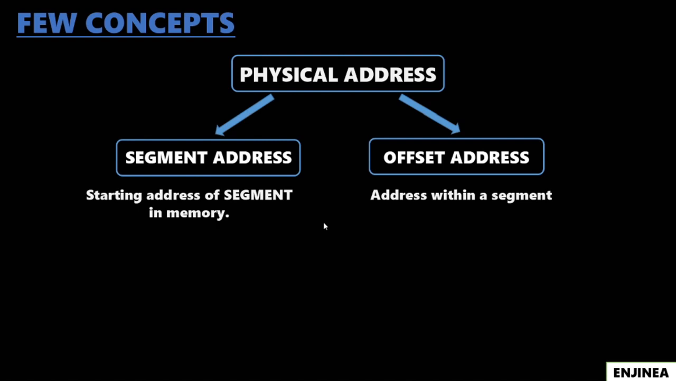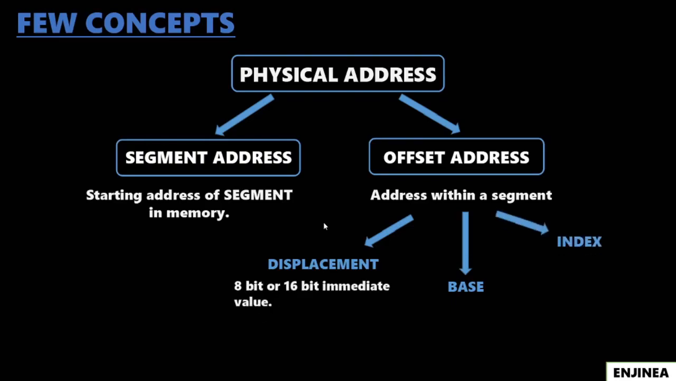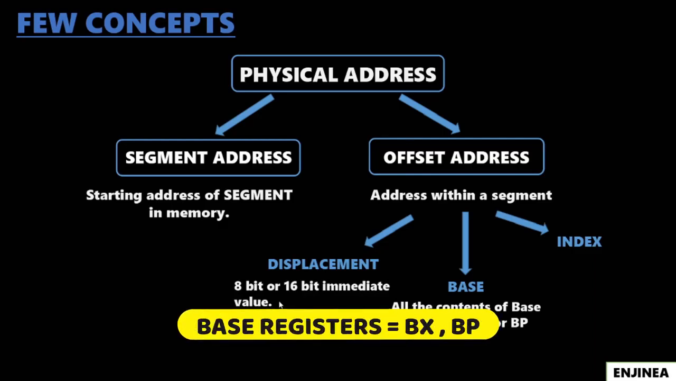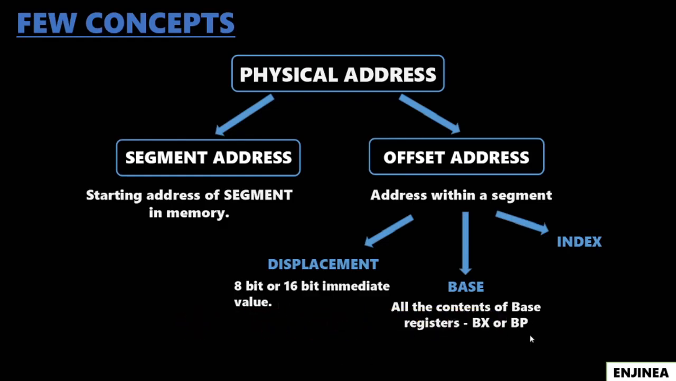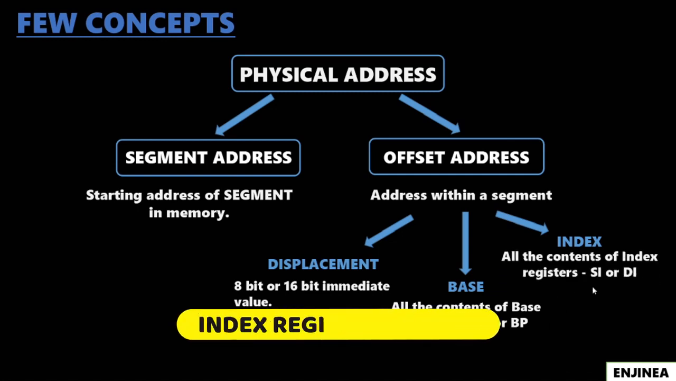Now the offset address has three elements. First is the displacement, second is the base, and the third is the index. Displacement is basically an 8-bit or a 16-bit immediate value, that is a constant hexadecimal value. We will see that in detail in the next slides. Base means the contents of our base registers, that is BX and BP. We know we have two base registers in our microprocessor, which are the BX and BP registers. And the contents of the index registers, which are SI or DI, are specified by the index element in our offset address.